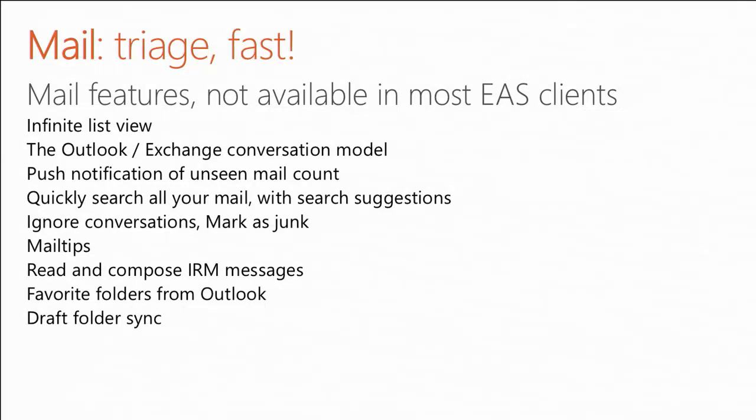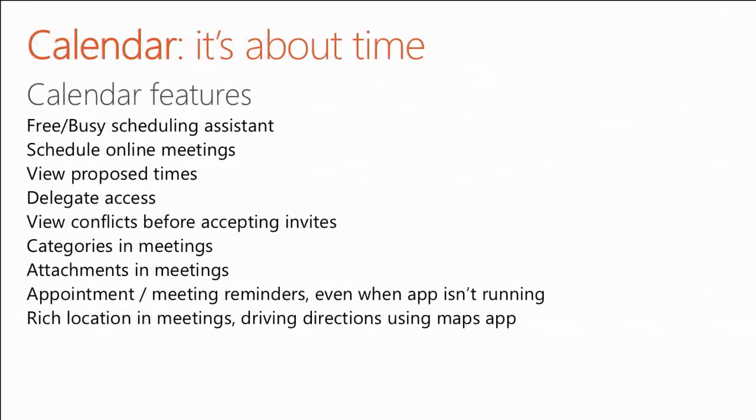None of them independently may be overwhelming, but in aggregate, you look at that and go, holy cow, I can be a lot more productive doing mail on this app. Calendar, if you're somebody who lives in your calendar, some of these things will be absolutely essential for you. The free busy scheduling, are we demoing this? Are we showing free busy scheduling?